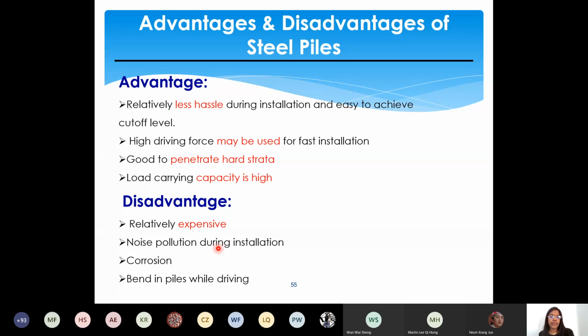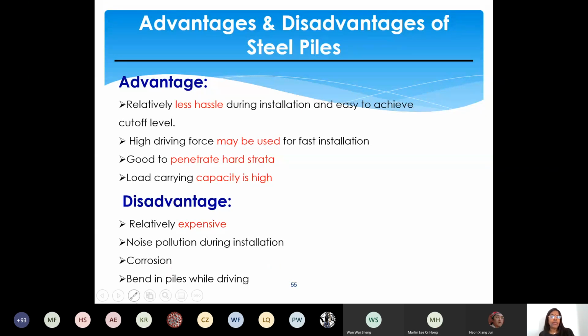And then noise pollution during installation. The disadvantage is noise pollution, because steel, right, metals always produce noise. Whereas concrete and timber have less noise, only the hammer sound. The hammer is already steel, and striking steel will be very vibrating, a supersonic sound. On the other hand, the hammer striking concrete or timber will be absorbed a bit, and the sound is very less. Pollution is very less.